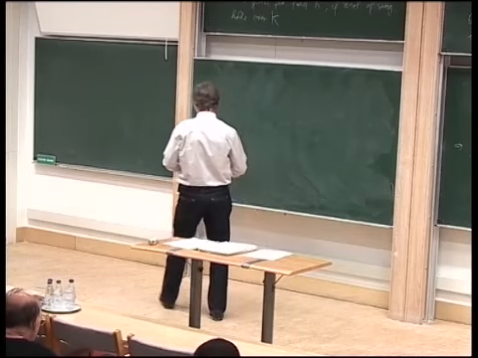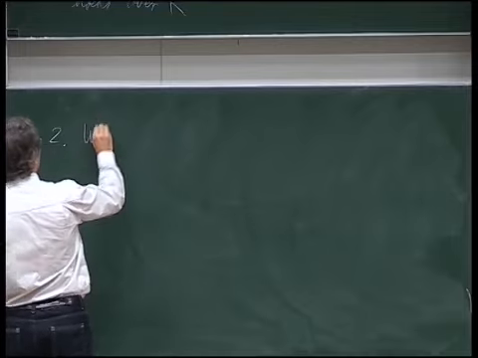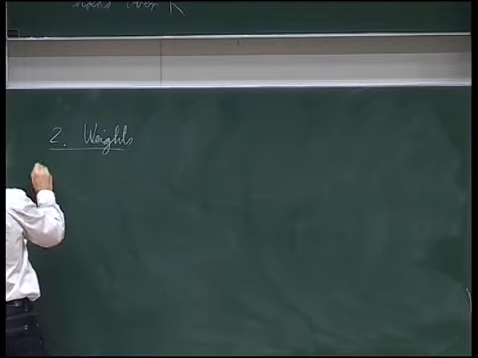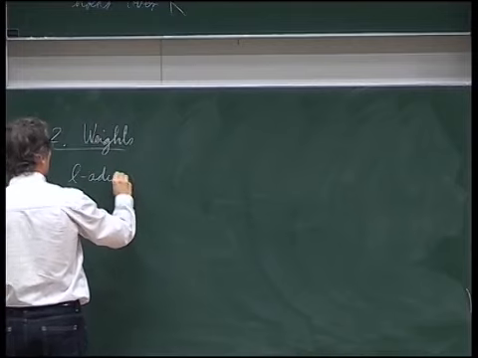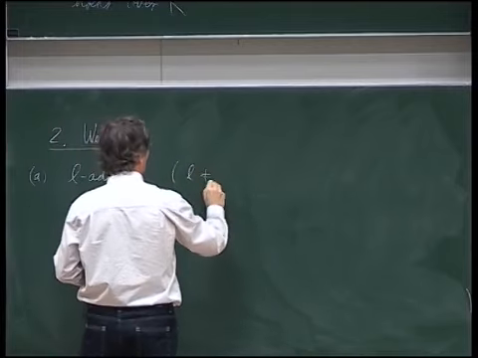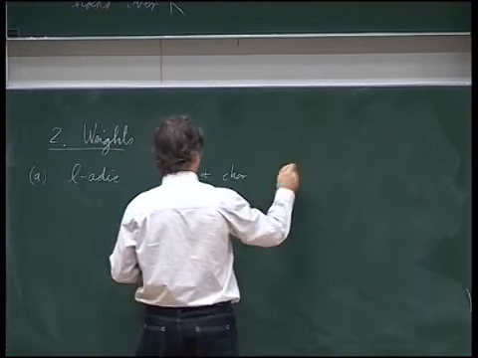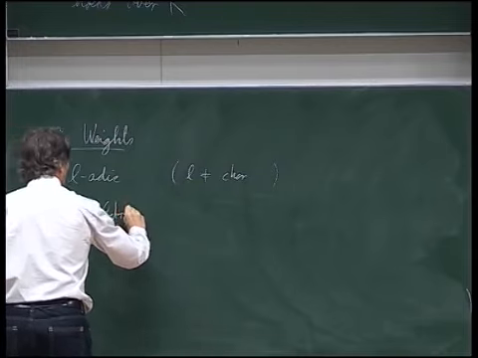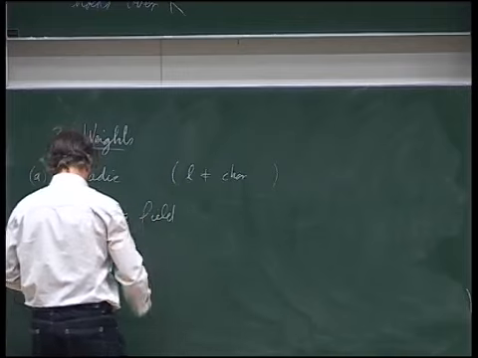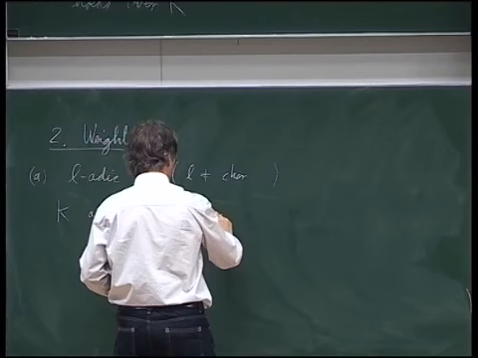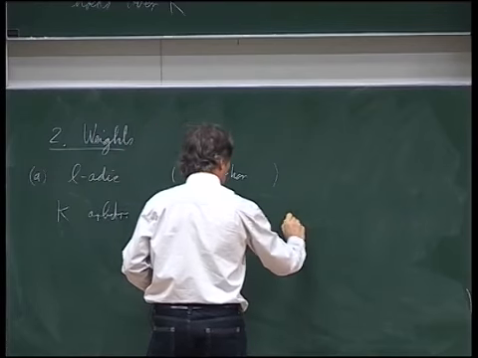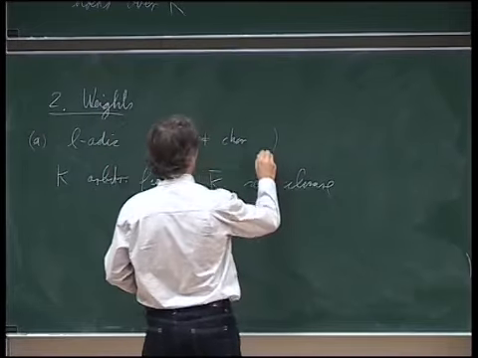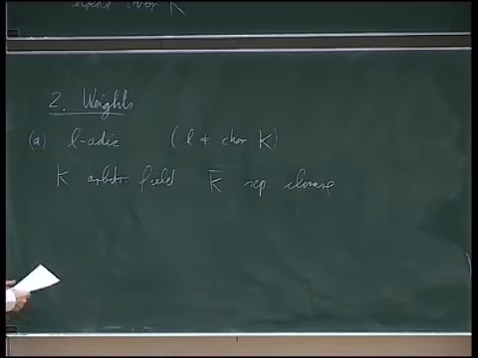So now I come to weights. So first, consider the L-adic case, so L different from the characteristic of the ground field. So let K be an arbitrary field, and K bar be the separable closure, and L different from the characteristic.